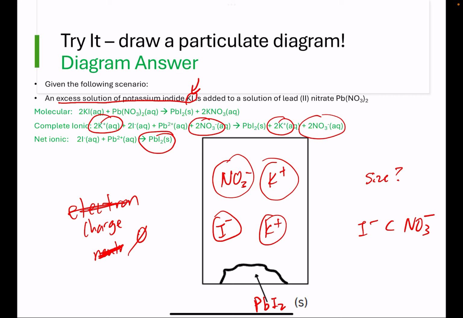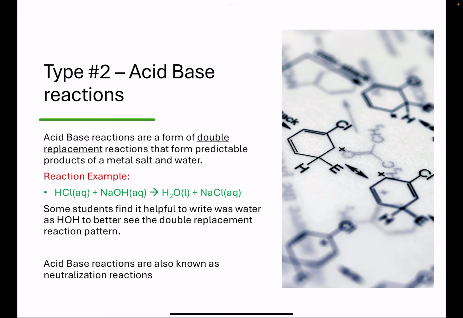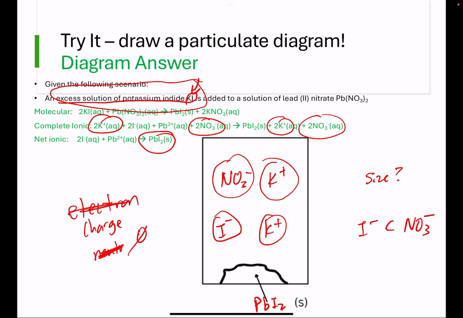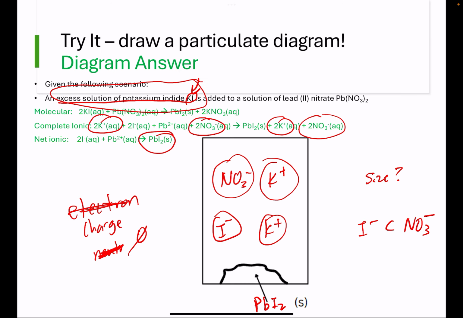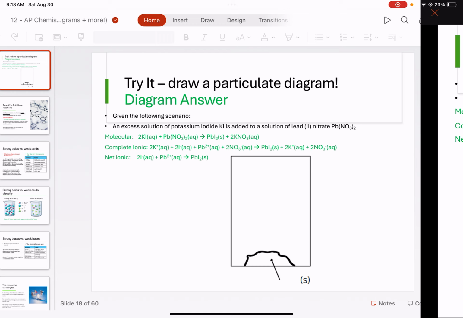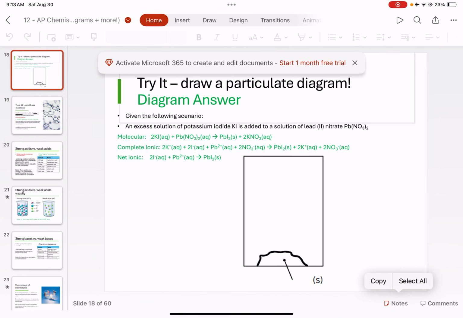But I'm also thinking about the excess solution of potassium iodide, so we have extra I and extra K. That should be fine as well. So I think this should be the final answer. But they really don't show the diagram answer. Let me look at the notes real fast for this slide, particularly.